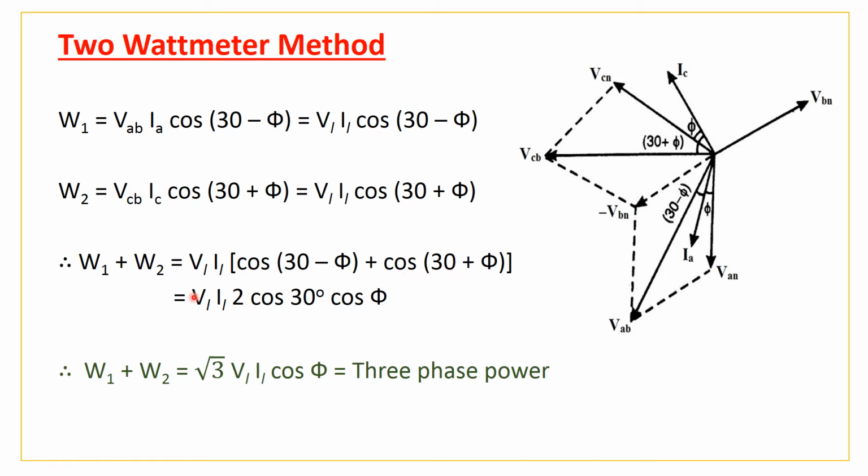So ultimately you will get W1 plus W2 is equal to VLIL 2 cos 30 degree into cos 5. So this cos 30 degree is root 3 by 2, right? So this 2 and this 2 will cancel. So the remaining is here root 3 into VLIL cos 5. Therefore, W1 plus W2 is equal to root 3 VLIL cos 5.